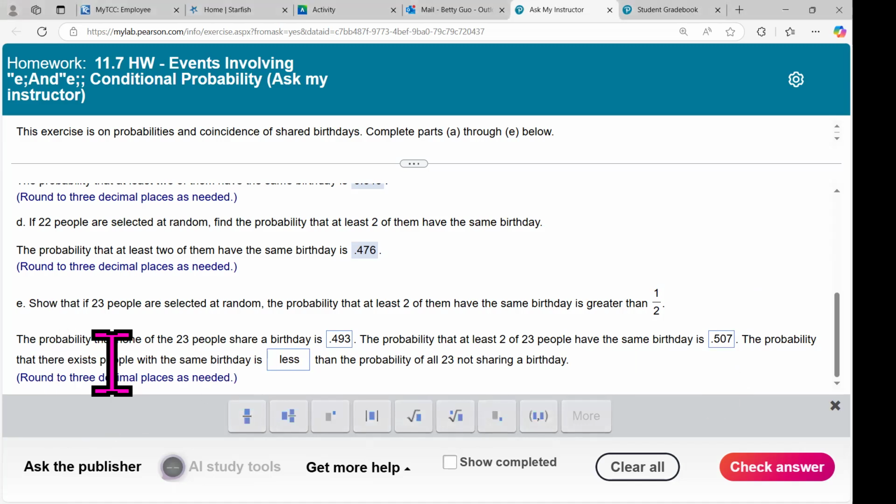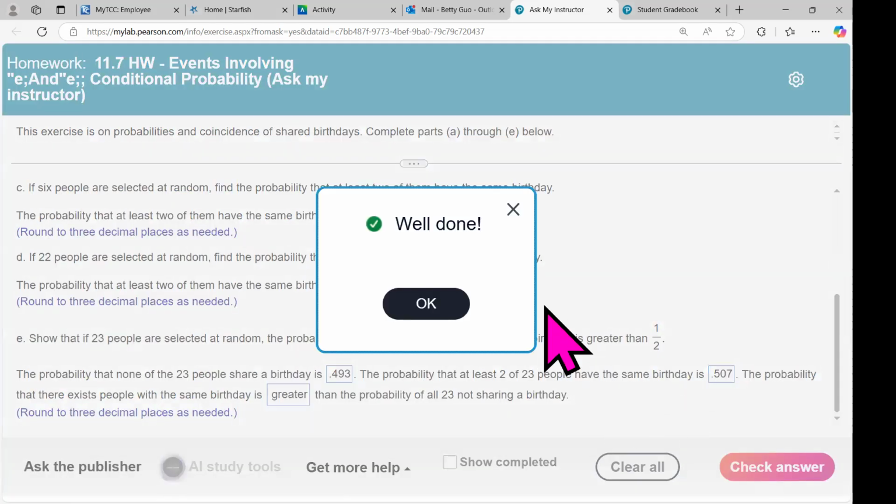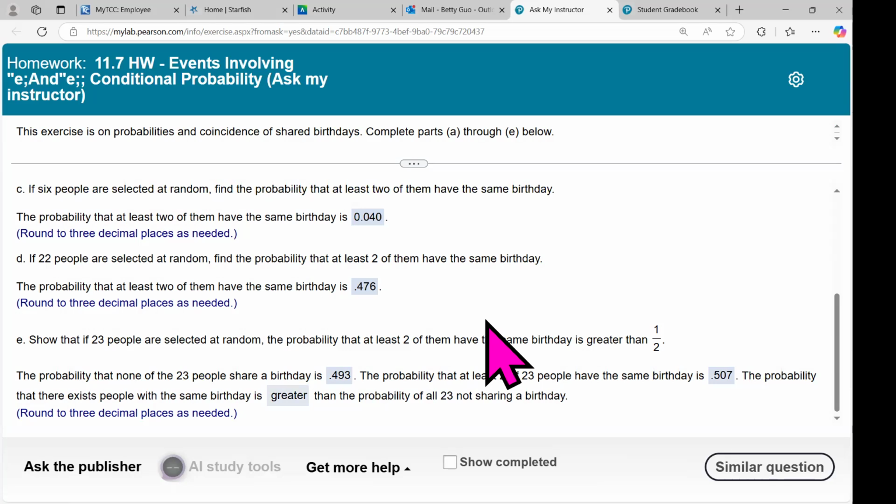So the probability that there exists people with the same birthday is bigger than the probability that none of them share a birthday. That's what it means when the class size, like you go to university and you have different classes in the semester. If the class size is bigger than 23, you will see the chance of having at least 2 people with the same birthday is bigger than none of them having the same birthday. Right? So that's everything for this problem. Hopefully it's clear.